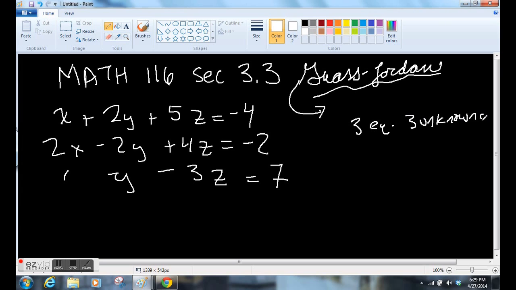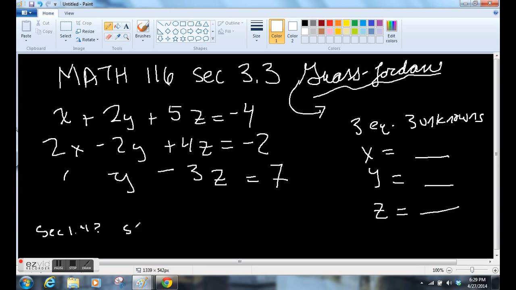And the ultimate goal of this section is to solve these problems so you have x equals something, y equals something, and z equals something that makes all of these equations true. And yes, in chapter 1 we did substitution methods. You could do substitution methods, but that's pretty tricky. So this is an alternative to the substitution methods. And when you use your calculator, this is actually much easier. When we do it by hand, it's a bit cumbersome. Yes, we're going to do it by hand right now.